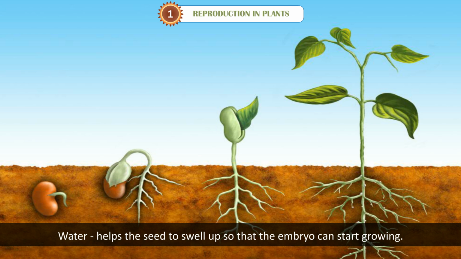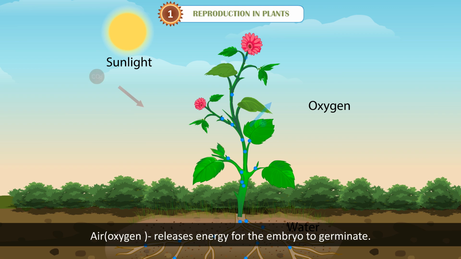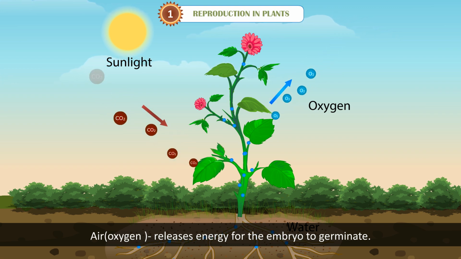Water helps the seed to swell up so that the embryo can start growing. Warmth speeds up and improves the process of germination. Air, oxygen, releases energy for the embryo to germinate.